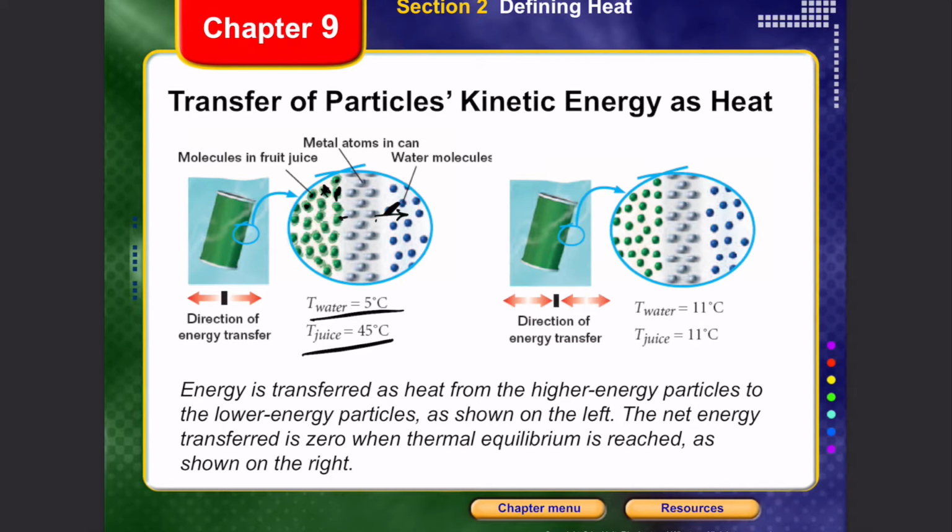As there is continuous transfer of kinetic energy from the internal molecules to the external molecules, at some point this continuous transfer of energy stops, and that is the point we call thermal equilibrium, where the water increases in temperature and the juice decreases in temperature. Which means that there is a transfer of energy from a higher temperature body to a lower temperature body.